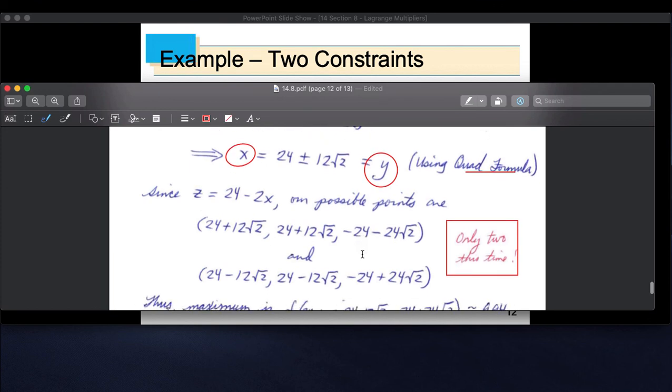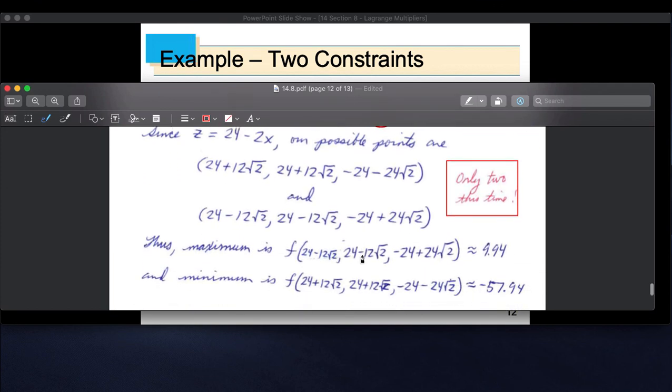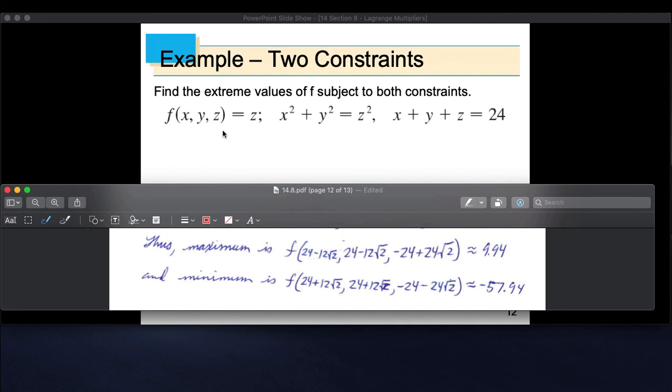Silver lining, I guess. So then again, you take these fairly complicated numbers and plug them back into the original function that was given. Now this one's actually quite simple because since f only equals z, you only have to look at the z value here. And I took the liberty of plugging it into my calculator. So obviously our maximum is at this point with the maximum of 9.94, and our minimum is at this point with a minimum of negative 57.94.